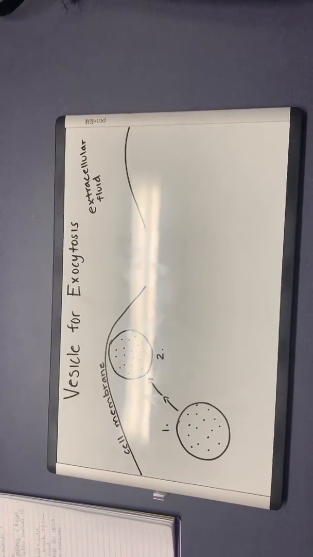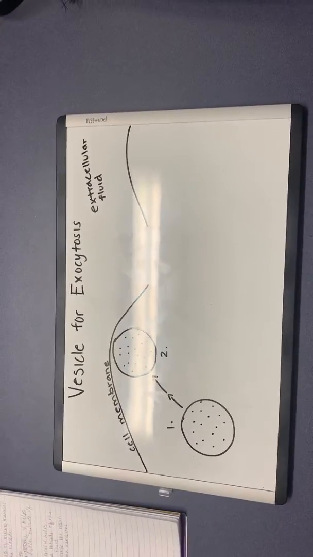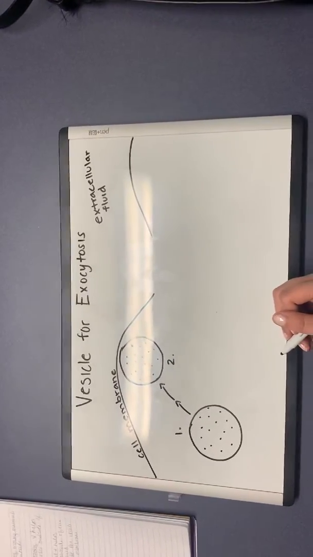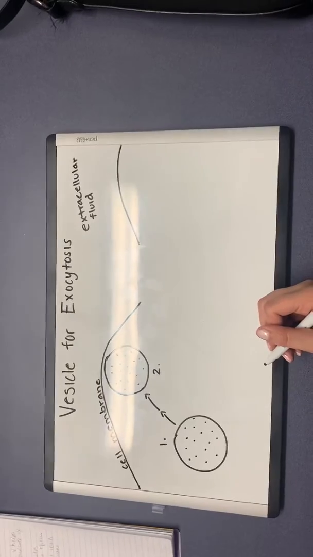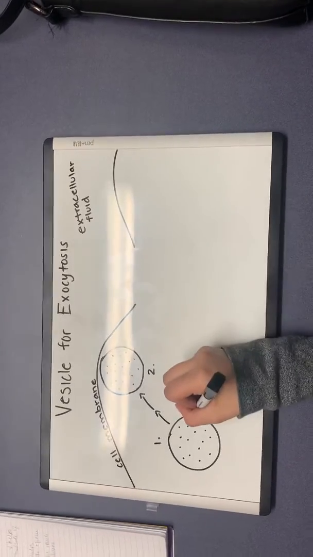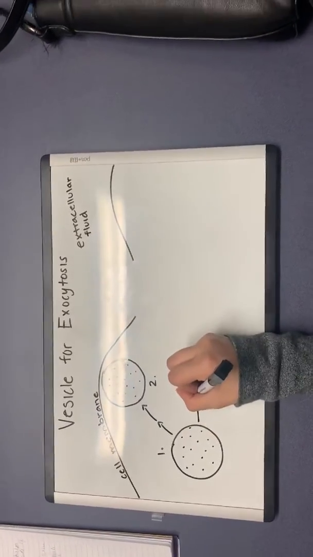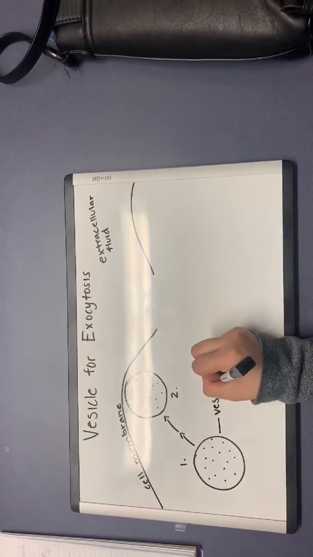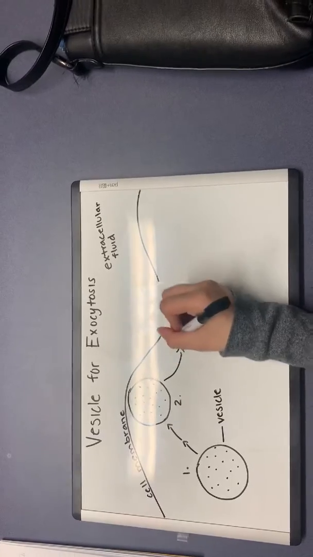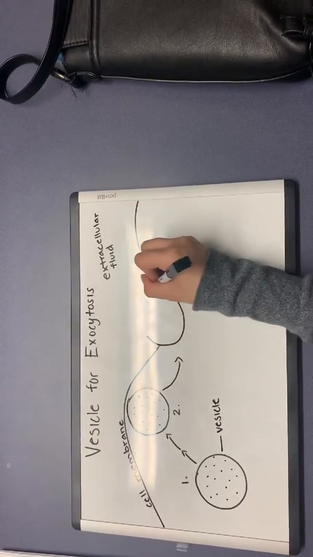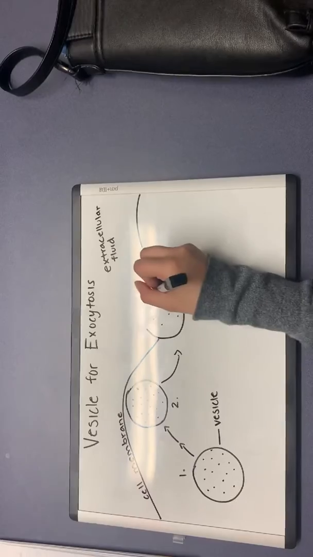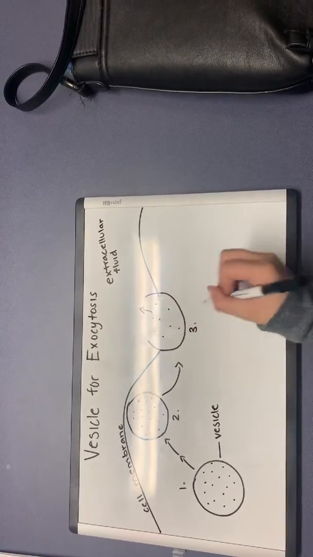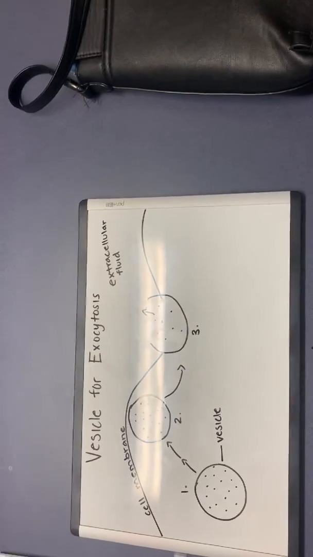Alright, we're going to be talking about the vesicle for exocytosis now. Exocytosis is the process of moving material from within the cell to the outside of the cell. The vesicle is what holds the materials and helps transfer the material to the outside of the cell in the extracellular fluid. This secretion is possible because the vesicle transiently fuses with the plasma membrane.